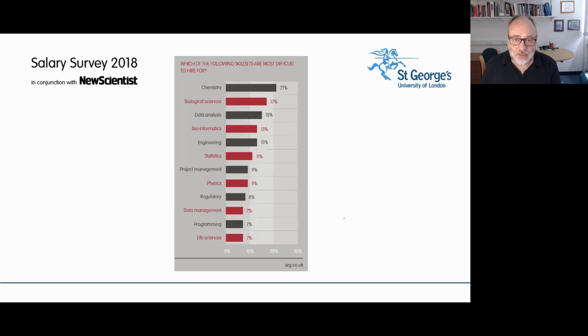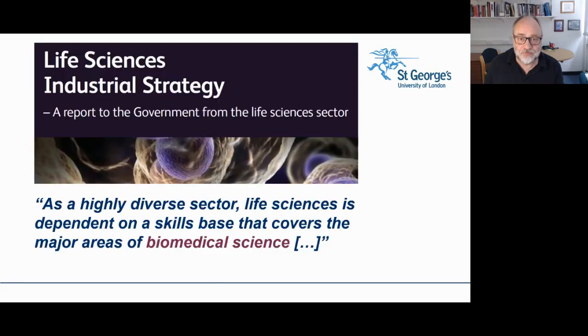We try to cover subjects that are in really high demand based on other criteria. So here you see a salary survey, where this magazine New Scientist did a survey to see what companies found most difficult to hire for. And you can see, right at the top of this list are biological sciences, data analysis, bioinformatics, statistics as well. So all subjects that programming down here, life sciences, data management, all subjects that we then went on to cover in our course.